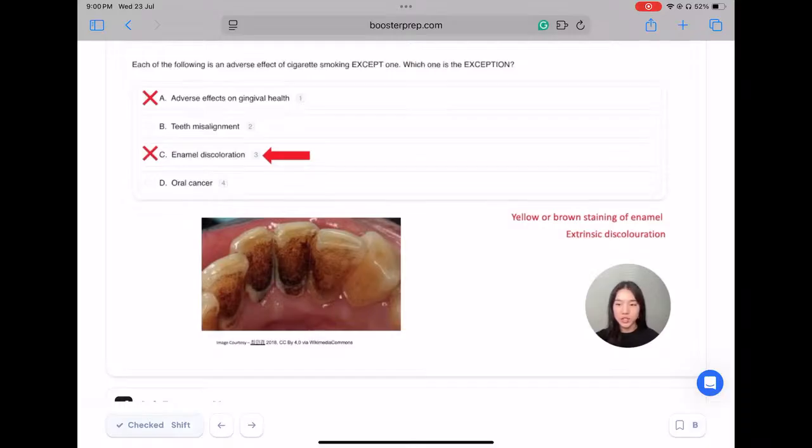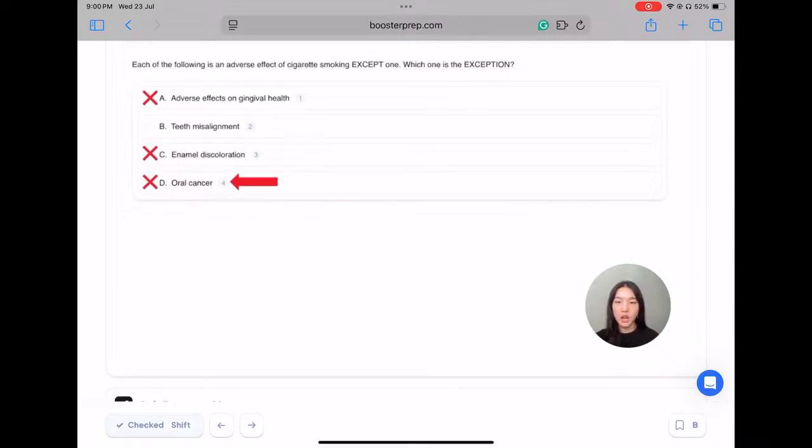However, the enamel discoloration and staining of plaque are both types of extrinsic discoloration, and this can be removed easily with a professional cleaning. Option D reads oral cancer, and this answer is incorrect as this is a risk of cigarette smoking as well as tobacco use. Patients that are habitual smokers are at around 5 to 10 times more likely to get oral cancer.